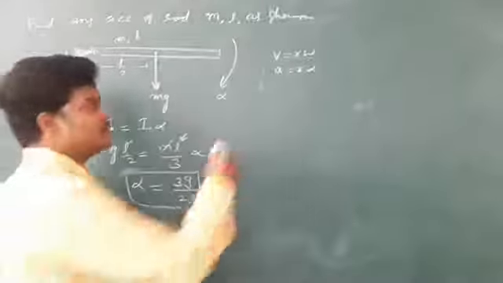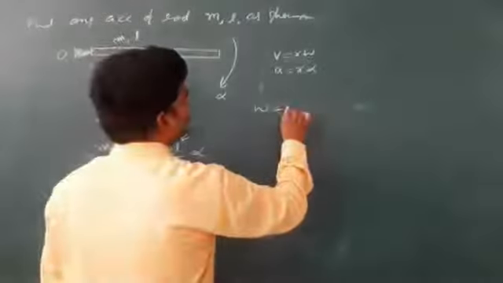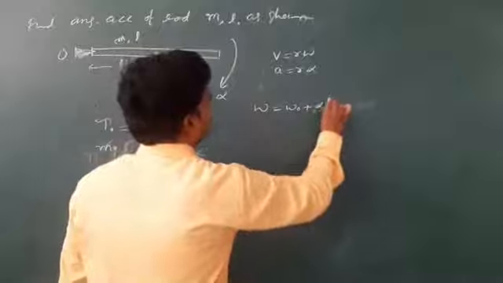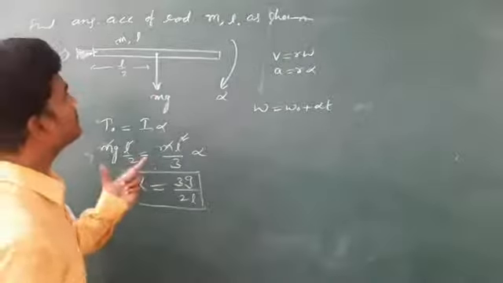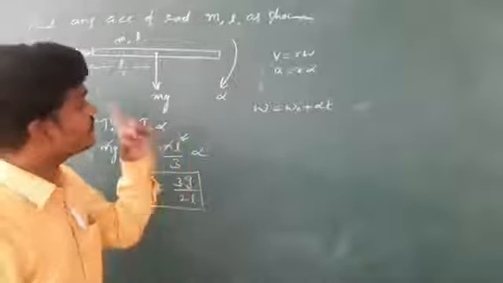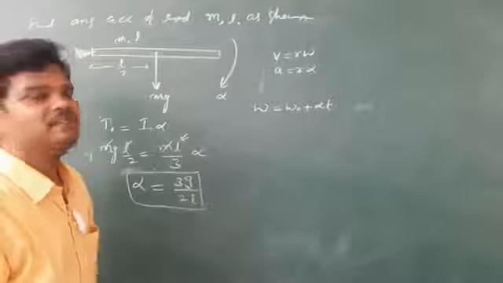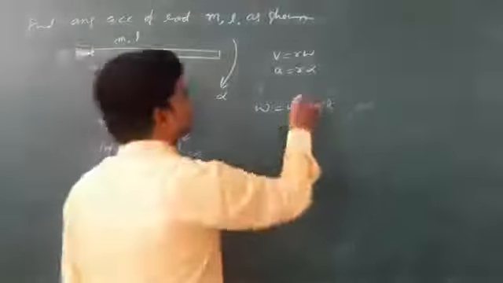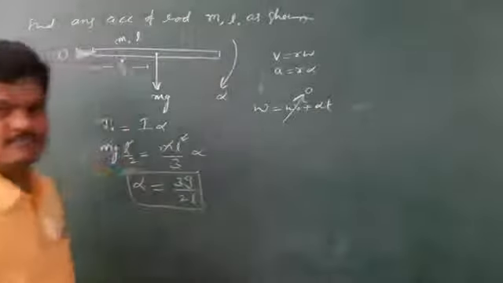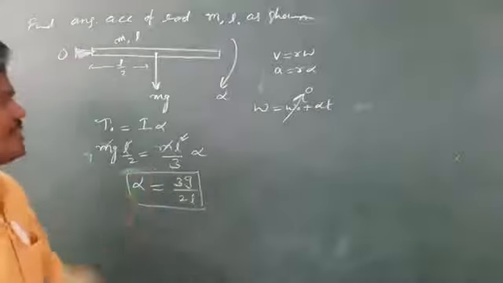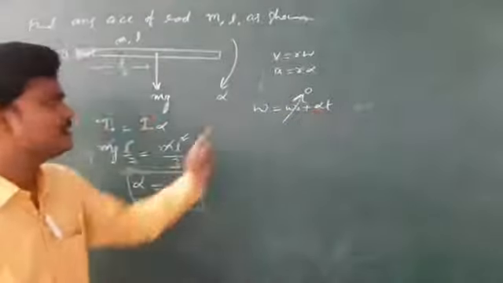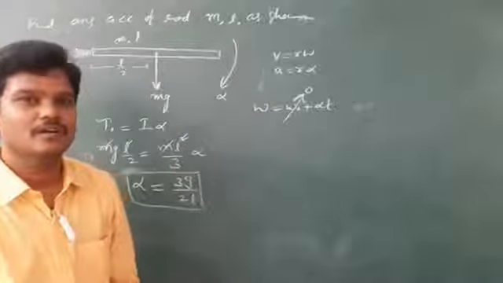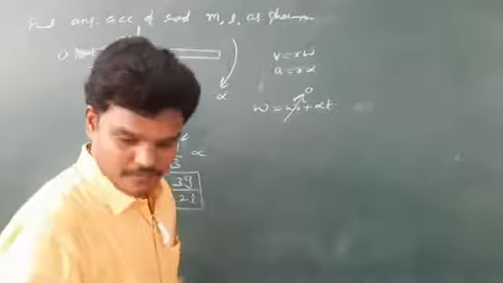How to find omega? You know omega is equal to omega naught plus alpha t. After 3 seconds, if it makes 60 degrees, then we can find the angular speed. If it starts from rest, omega naught is 0. Alpha is calculated, and after 3 seconds, t is given. Alpha you just got, then you will get omega. So we will see in the next one.